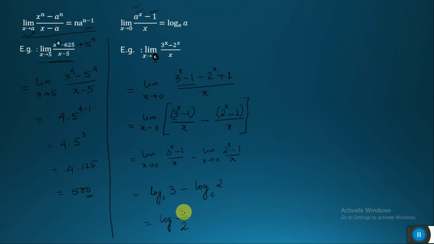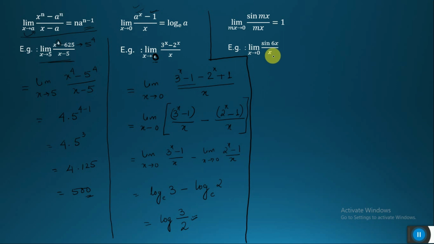Log 3 by 2. This will be log m minus log n, log m by n. Okay, so this you should have done in class 11, logarithms. So I hope you understood this formula. Now let's go to another problem.